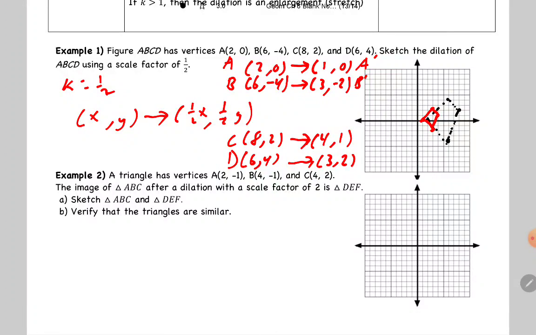So let's use black as the original. A is (2, -1), B is (4, -1), and C is (4, 2). Okay, so bam, bam, bam. Very small.